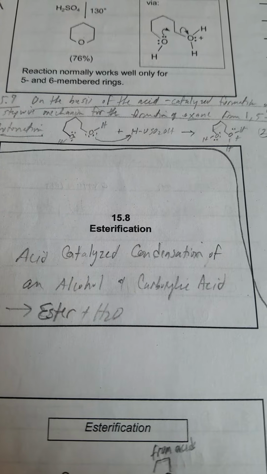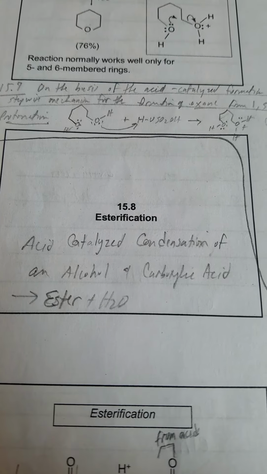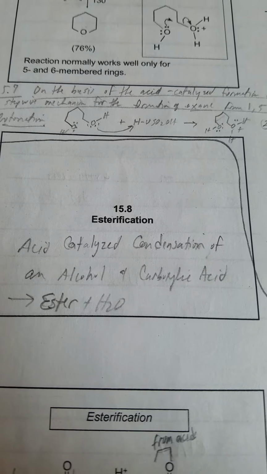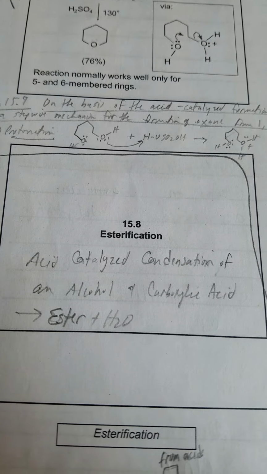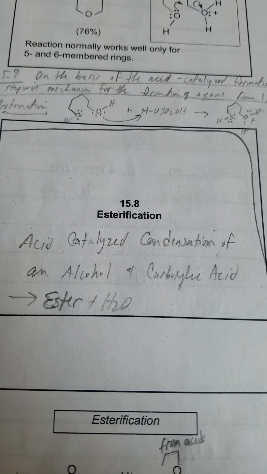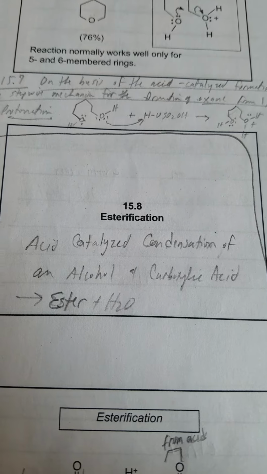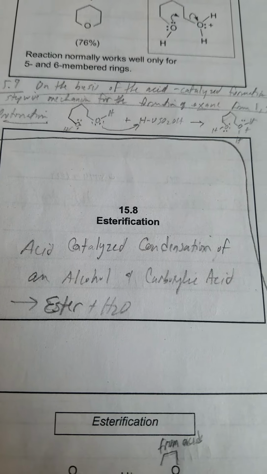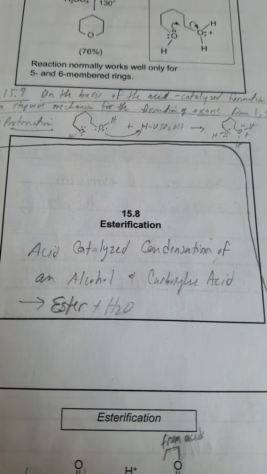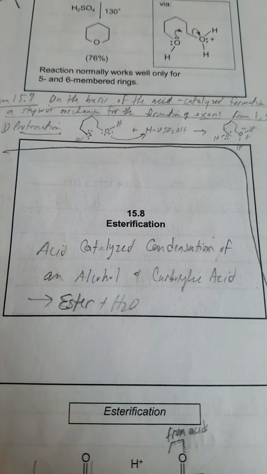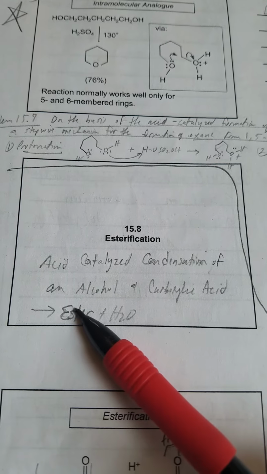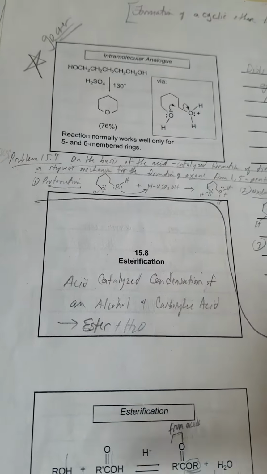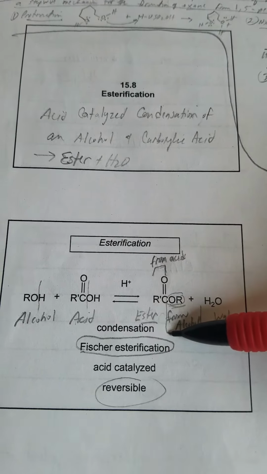This is the third part of Chapter 16, looking at reactions of alcohols, diols, or thiols. The first one we're going to look at today is called esterification, and we did this in the lab. You're going to basically use the alcohol and a carboxylic acid to make an ester. This is also referred to as the Fischer esterification.